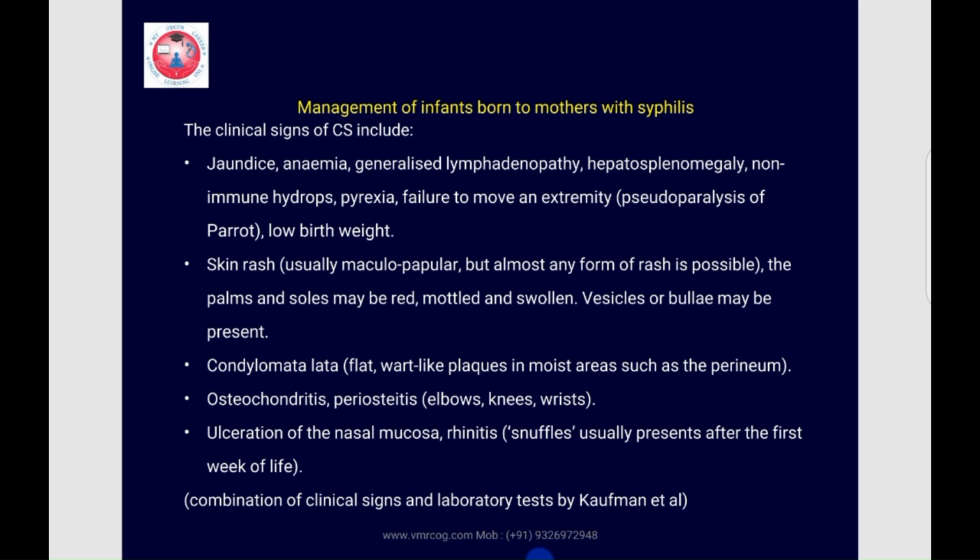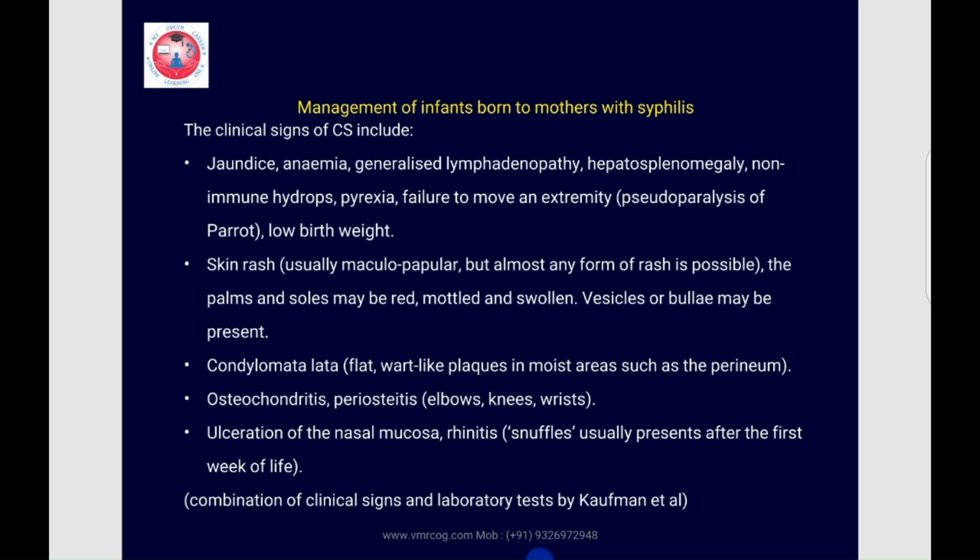There will be skin rash, typically maculopapular, but almost any form of rash is possible. The palms and soles may be red, mottled and swollen. Vesicles or bullous rash may be present. Okay, so most of the time it is maculopapular, but vesiculobullous rash is also known to happen in congenital syphilis. Please remember, it may involve the palms and soles also.